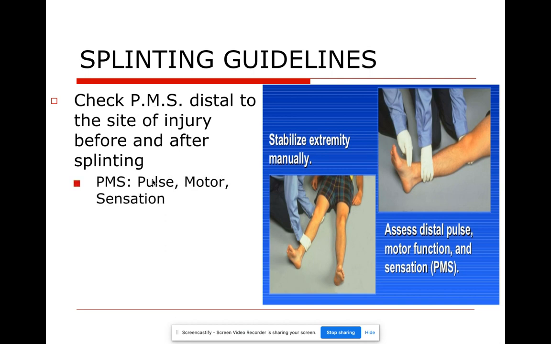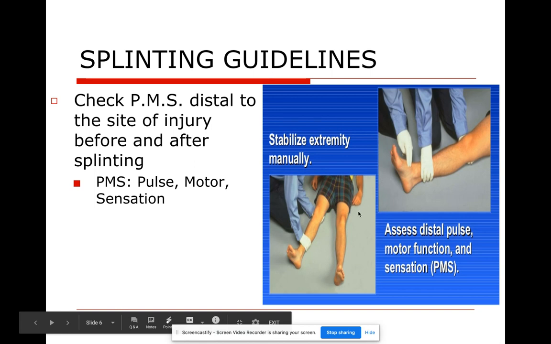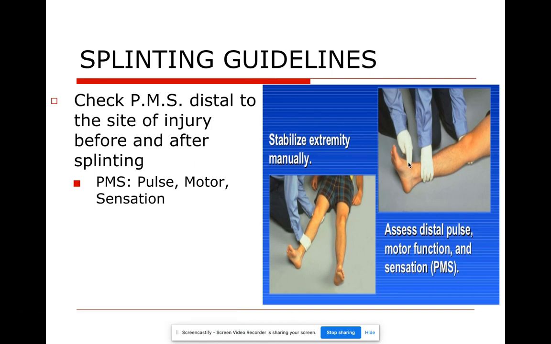PMS stands for pulse, motor, and sensation. So you want to check their pulse, make sure that they have circulation going down the extremity. So here you could see that the injury is going to be the lower leg, so he's checking the pulse in the foot, which is what we call the dorsalis pedis pulse.